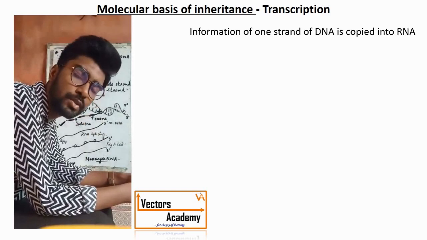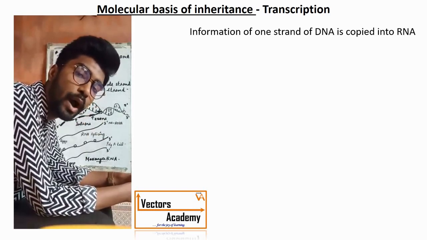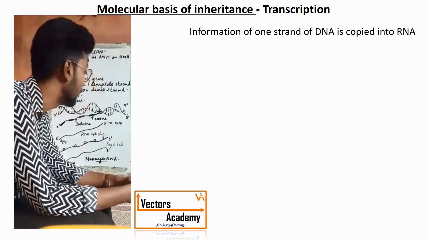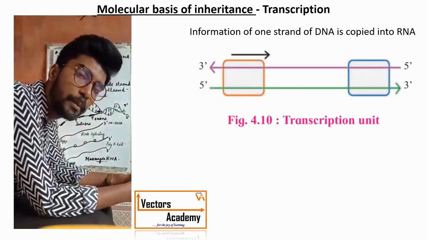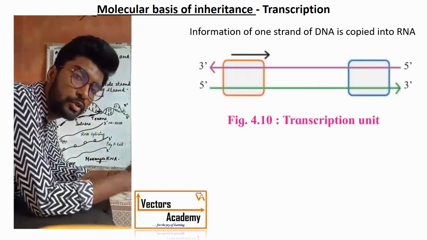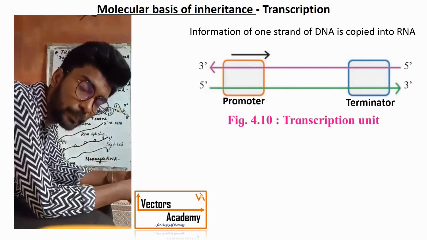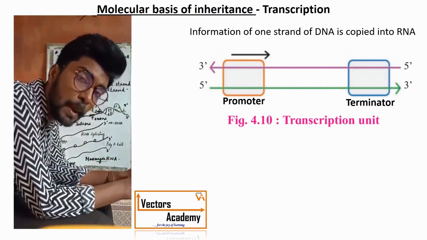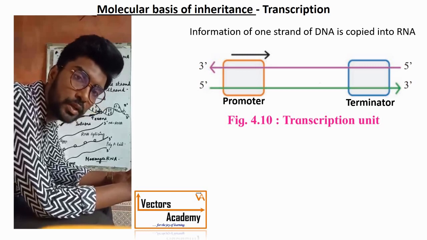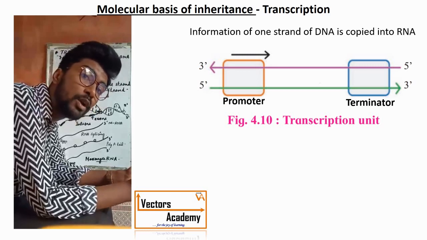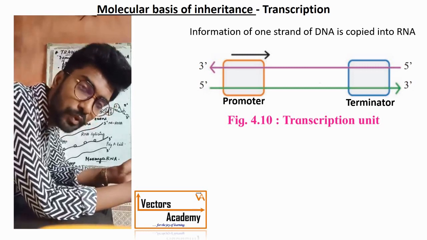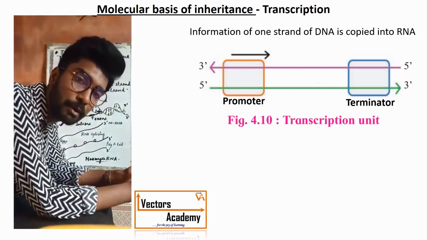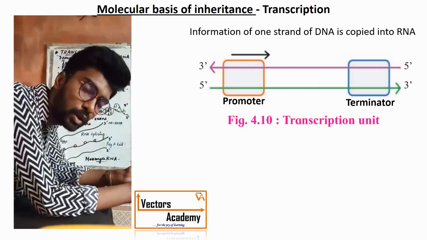When I talk about this transcription, transcription requires many different components. I have mentioned here, right? So transcription requires the following important components. First is promoter and terminator. Now what do you mean by promoter? Promoter is a small sequence of a DNA where RNA polymerase enzyme comes and binds, right?